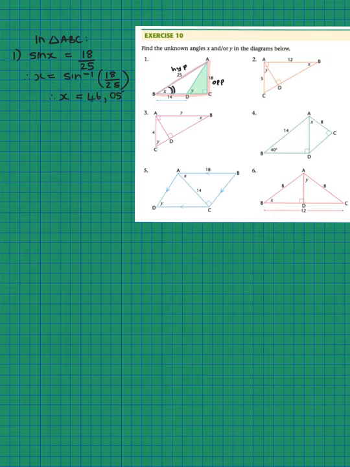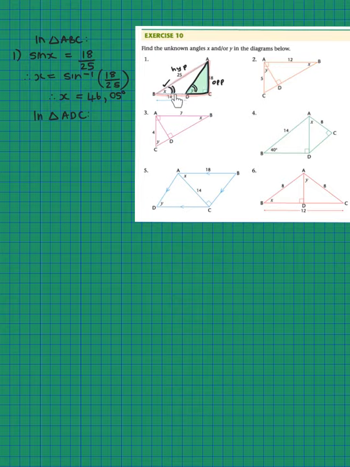46,05 degrees. Cool. Okay, so I've found x. Now I need to find y. So in this smaller triangle, now we're in triangle ADC. In the smaller triangle, you have the opposite side, but you don't know the adjacent length and you don't know the hypotenuse. Okay, so now we feel like, oh, I'm stuck.